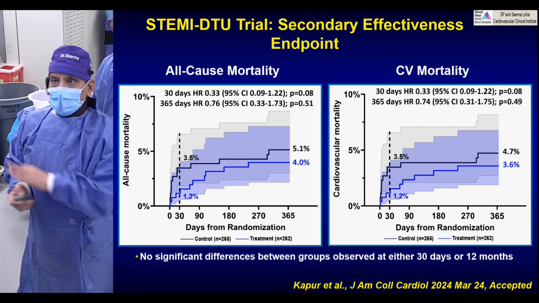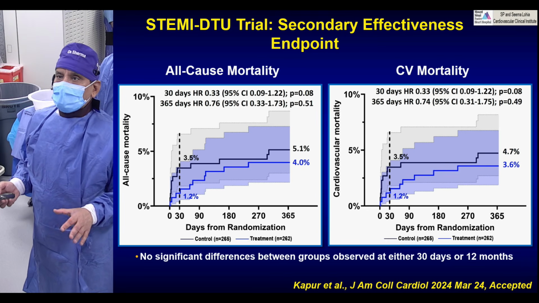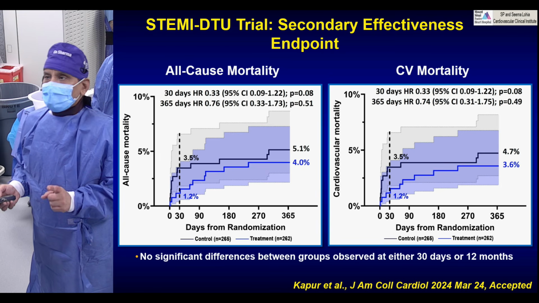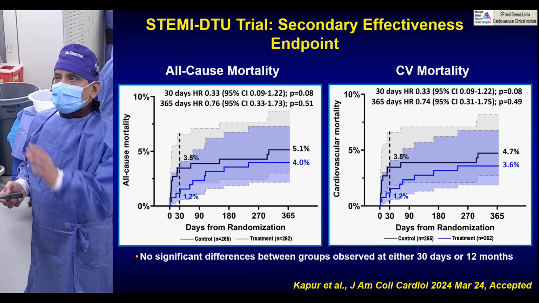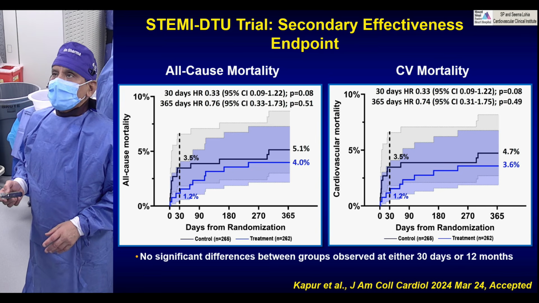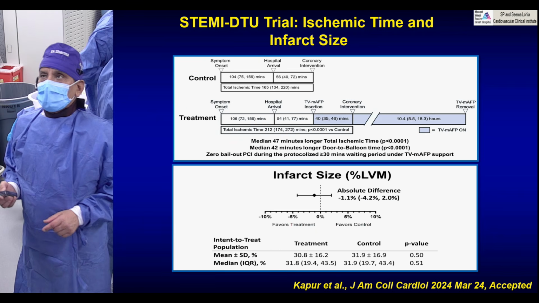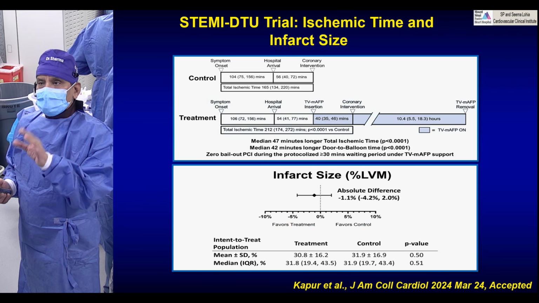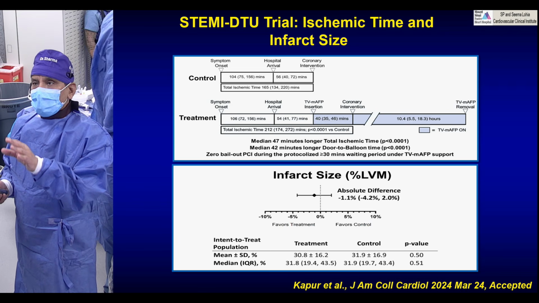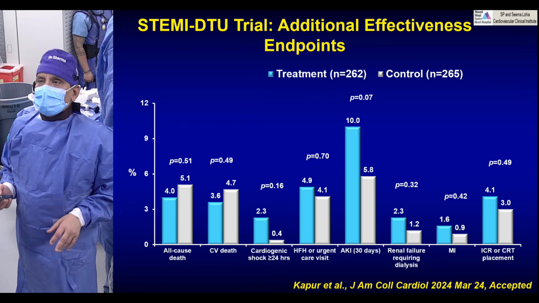Overall outcome, exactly identical, no difference in the control and treatment group at 30 days, 1 year, or at 12 months. So you can see that exactly identical, both cardiovascular as well as all-cause mortality. And infarct size again was identical with 30.8 in the treatment group, 31.9 in the control group.